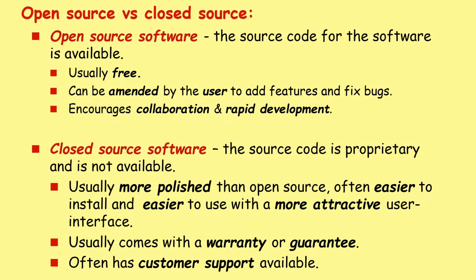Open source versus closed source software. Open source software means that the source code for the software is available. Usually the software is free, and can be amended by the user to add features and fix bugs. This is said to encourage collaboration and rapid development. Closed source software, on the other hand, means that the source code is proprietary and is not available. Usually more polished than open source software, often easier to install and easier to use with a more attractive user interface. Usually comes with a warranty or guarantee of some sort, and often has customer support available.